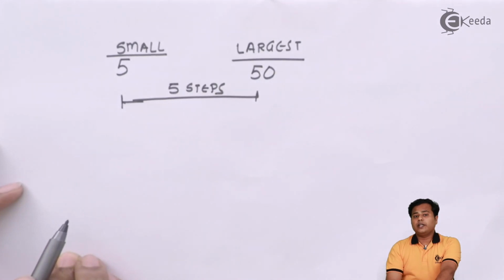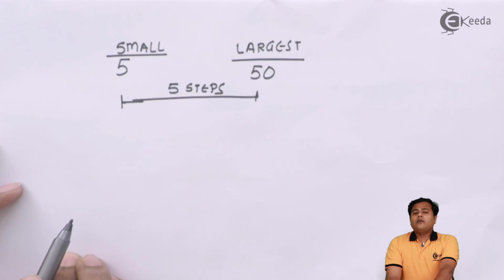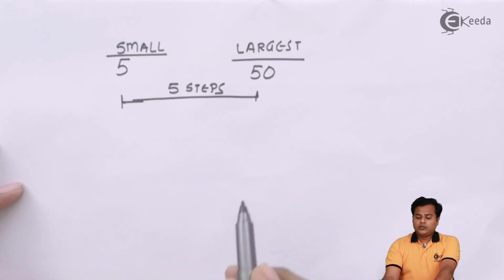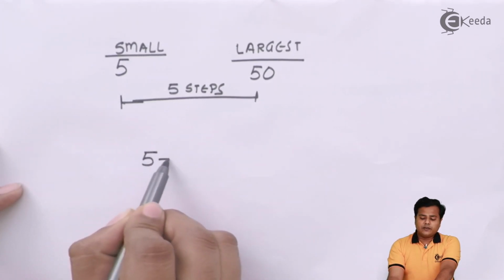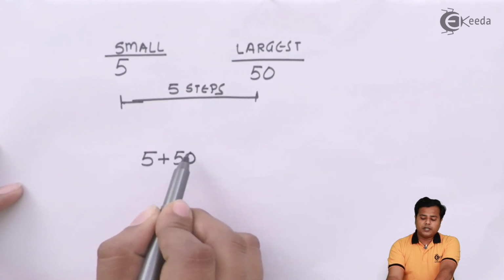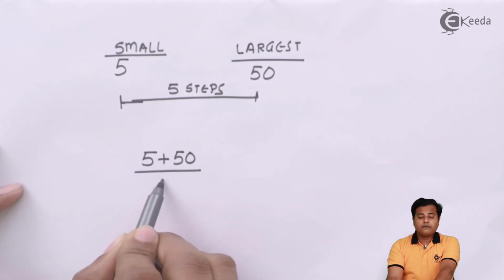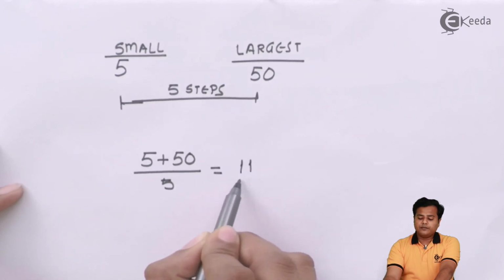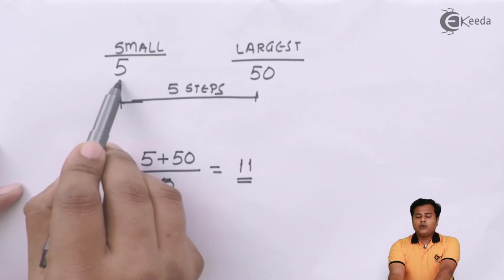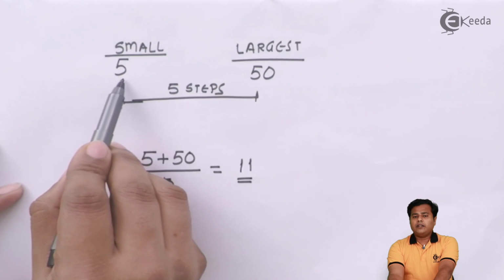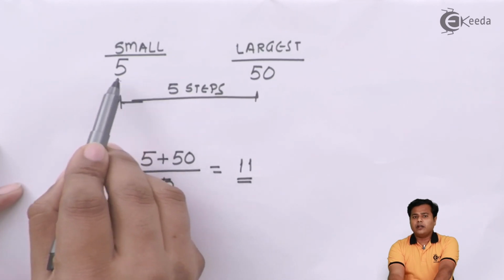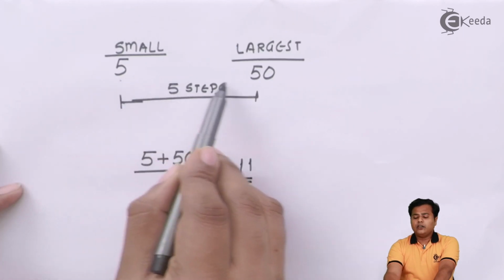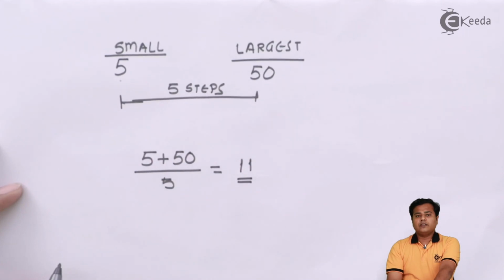No doubt that we have to take out the mean of them, we have to take out the equal interval between them. So no doubt that formula is (50 minus 5) divided by 5, because we need to create 5 steps. So that gives me 11. So in short, I will go on adding 11 after each successive element or after each successive size in order to divide this into 5 equal steps.